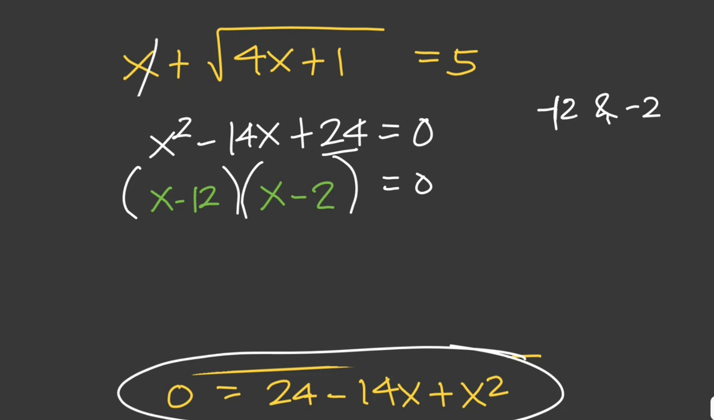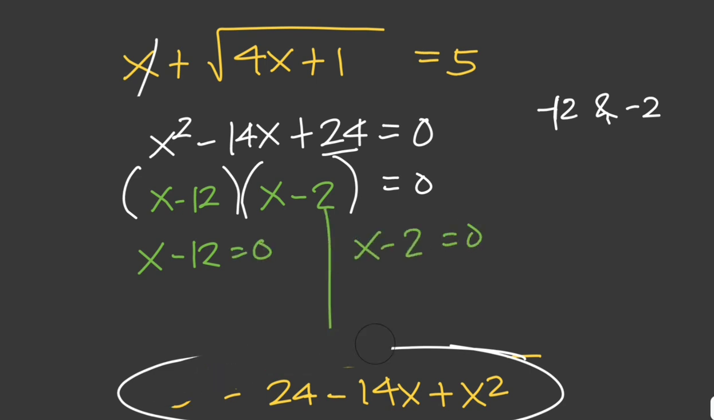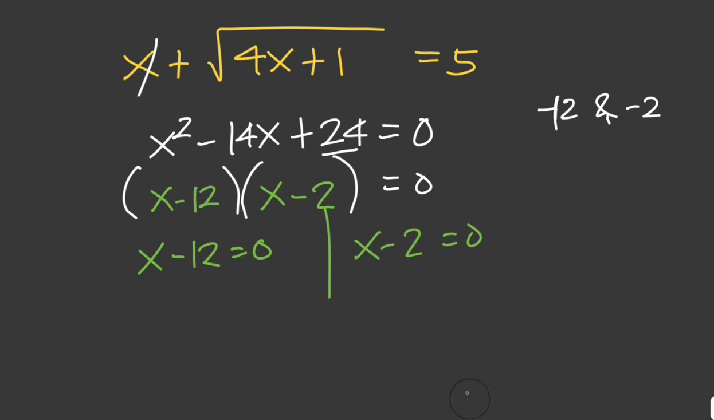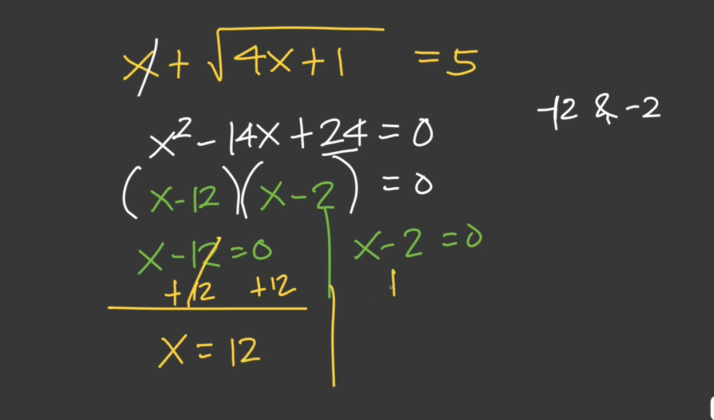And then we equate this. We set each factor equal to 0, so we equate x minus 12 to 0 as well as x minus 2. Then x minus 12 equals 0, so we add 12 to both sides, and this cancels out. Therefore, x here is equal to 12. And here we add 2 to both sides. This cancels out, and x is equal to 2.